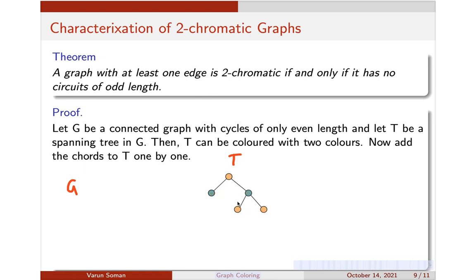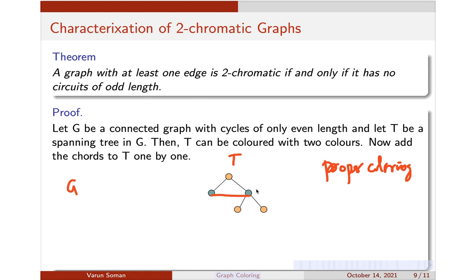Okay, so let us analyze this a little bit closely. Suppose can a chord come to the spanning tree like this? If a chord comes like this, you can see that the proper coloring of T is disturbed. But can a chord come like that? If a chord comes like that, the two vertices would have the same color. So this coloring of T will not be valid for G. If a chord comes like this such that its endpoints have the same colors, the coloring of G would be disturbed, and this coloring of T cannot be extended to a coloring of G.